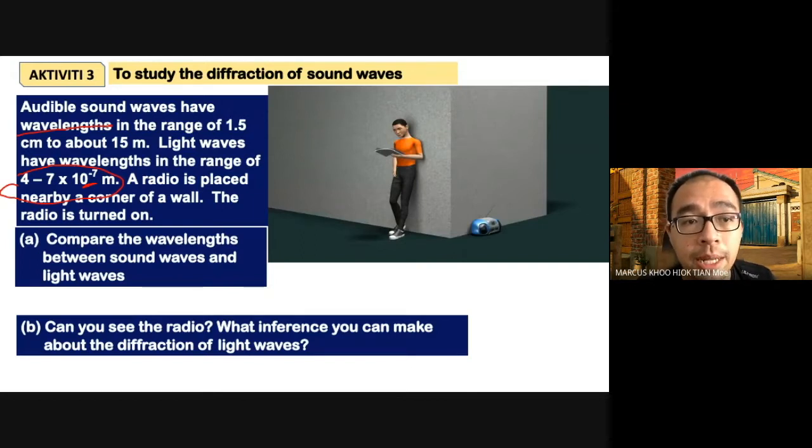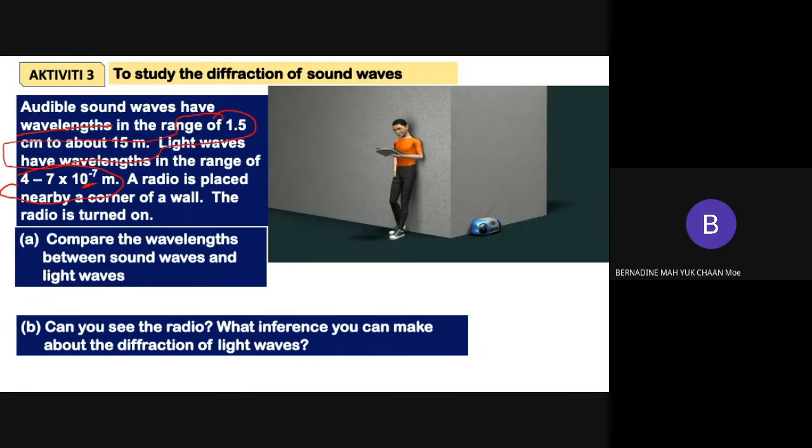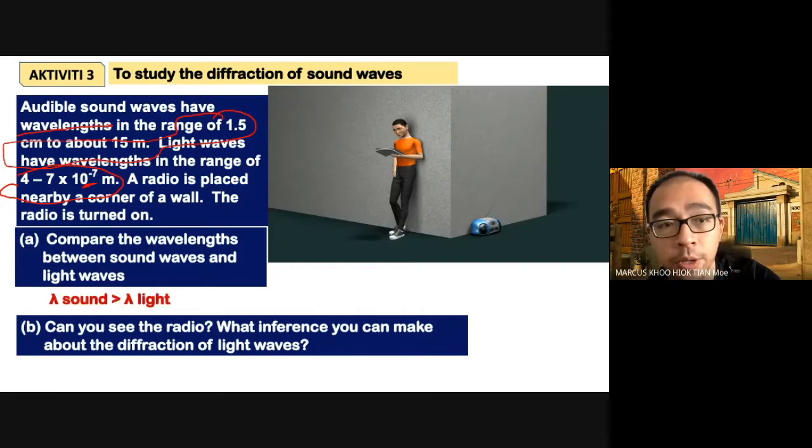But we talk about sound first. So a radio is placed in the nearby corner of the wall. The radio is then turned on. First of all, take a look at these two pieces of information and compare the wavelengths between the sound waves and the light waves. The wavelength of sound waves is bigger than the wavelength of light waves. This is the first and quite an important fact for us to remember today. The wavelength of sound is so much bigger than the wavelength of light.